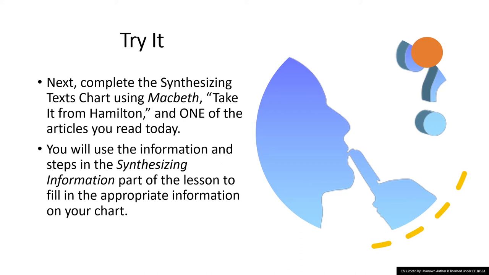Now that you've finished reading the text, you'll complete the synthesizing text chart using Macbeth, Take It from Hamilton, and one of the texts that you just read. You will use the information and steps in the synthesizing information part of this lesson to fill in the appropriate information in your chart. Let's take a look at the chart together and discuss what it's asking you to do.